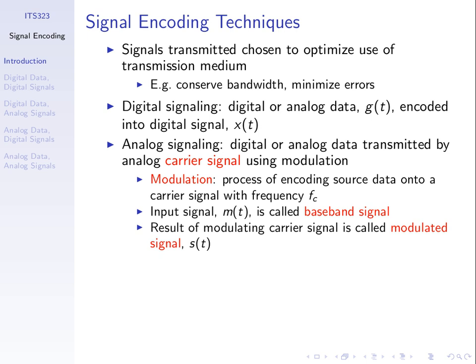Digital signaling is when we send digital signals. The digital signals can carry either digital or analog data. We want to choose a scheme to encode our data such that we conserve bandwidth, we use as little bandwidth as possible, and we minimize errors. That is, when we transmit our signal, at the receiver, when it decodes, we should have as few errors as possible. Well, that's some of our aims.